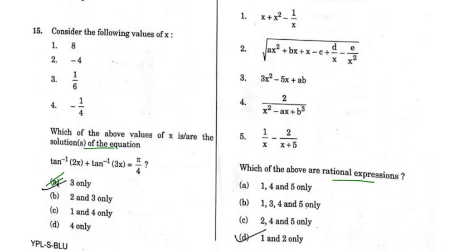Anyway, next question is, consider the following expressions, x plus x square minus 1 upon x. So these are the things given over here. Which of the above are rational expressions? So you have to find out which one is the rational expression. By the definition of a rational function you can solve this question. Option A is correct. So 1, 4 and 5 are there.